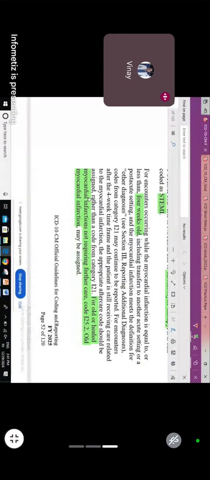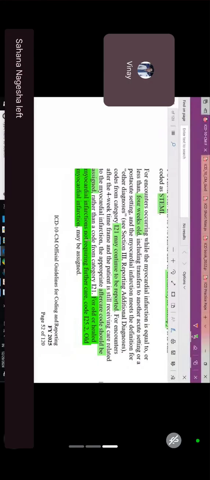For an encounter occurring while the myocardial infarction is equal to or less than 4 weeks old, including transfer to another acute setting or to the post-acute setting, and the myocardial infarction meets the definition for other diagnosis, category I-21 may continue to be reported. See, continue to report till the 28 days. For an encounter after the 4-week time frame, if the patient is still receiving care related to the myocardial infarction, an appropriate aftercare code should be assigned. And if the patient is not receiving care, then we can code old MI.